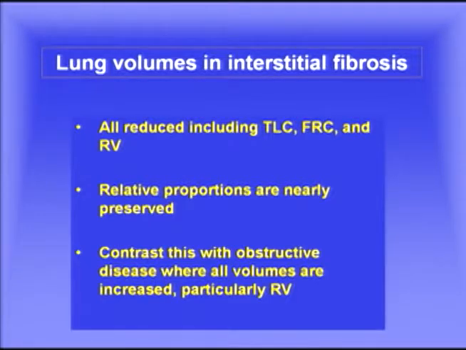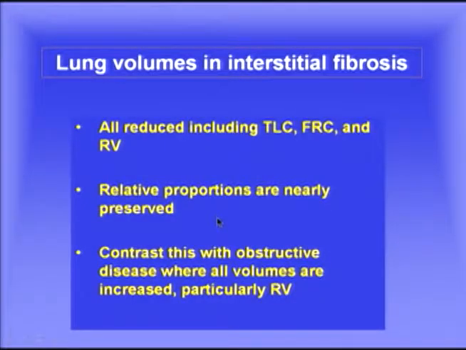Let's look at the lung volumes in interstitial fibrosis. Well, they're all reduced: TLC, total lung capacity, functional residual capacity, and residual volume. But it's interesting that the relative proportions are nearly preserved. That again is very different from COPD, where typically, for example, the residual volume becomes a much higher proportion of the total lung capacity than it should be under normal conditions. So that's the contrast between interstitial fibrosis and obstructive lung disease here.